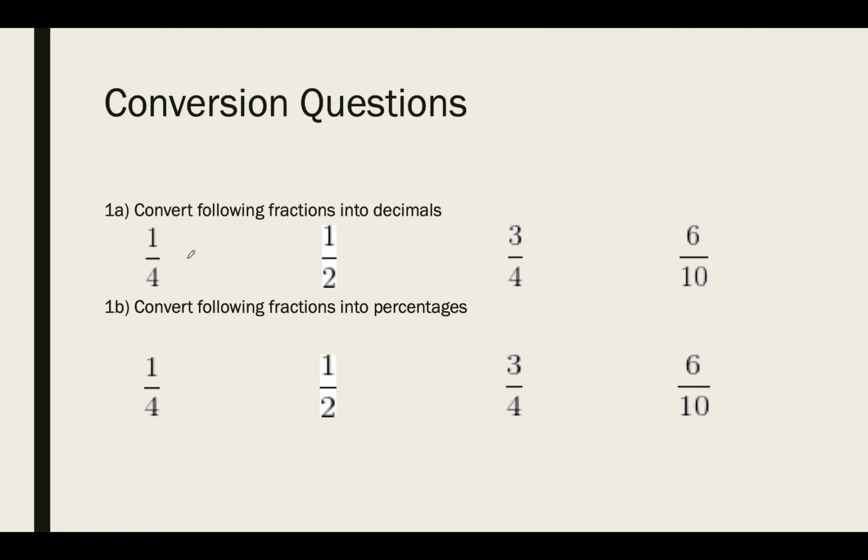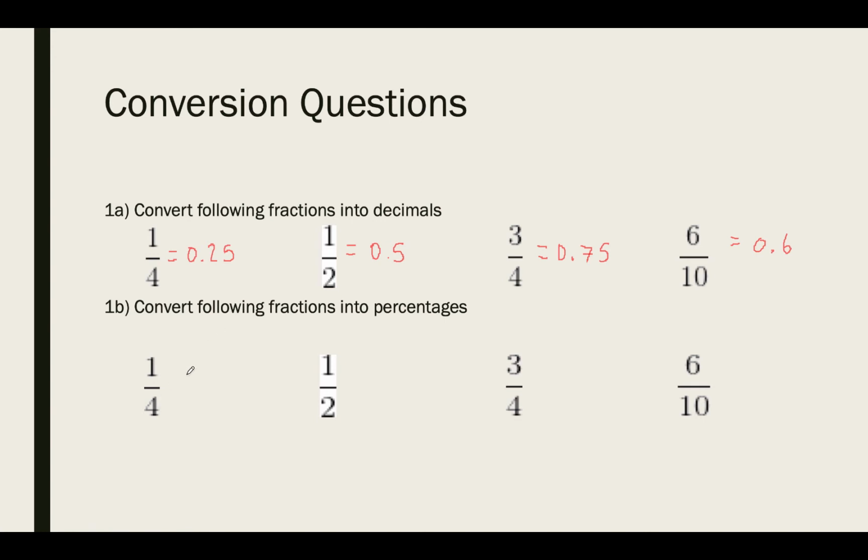Okay, so now I'm going to go through the answers. 1 divided by 4 should have given you the answer 0.25. 1 divided by 2 should have given you the answer 0.5. 3 divided by 4 should have given you the answer 0.75. 6 divided by 10 should have given you the answer 0.6.